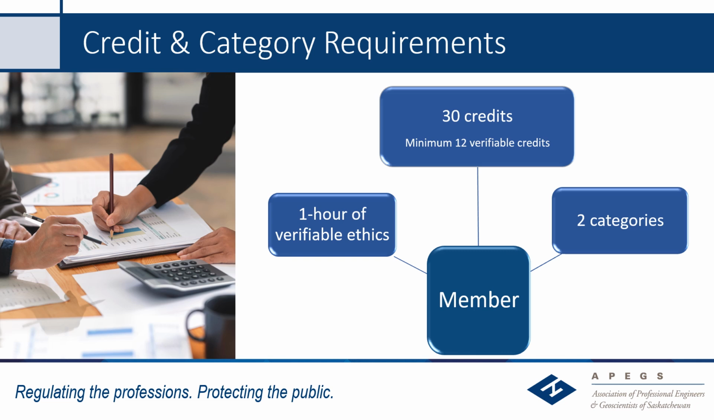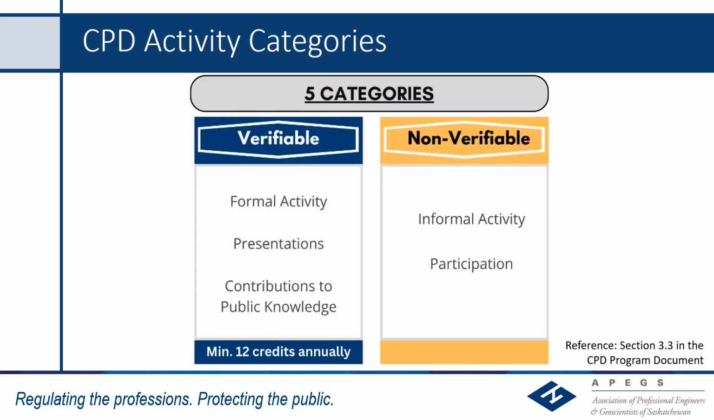Individuals who are APEGS members for the full year have the following CPD requirements. Obtain at least 1 hour of verifiable ethics training each calendar year. Obtain at least 30 credits, 12 of which must come from at least one or more of the verifiable activity categories, and the total number of credits reported must come from at least 2 of the 5 activity categories.